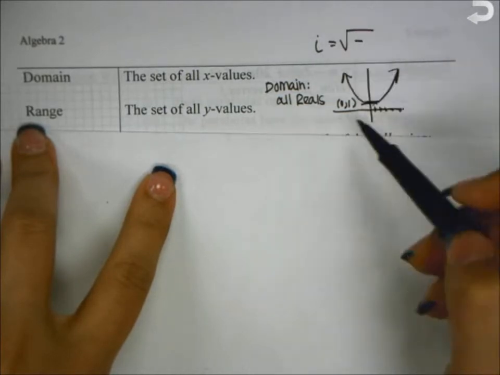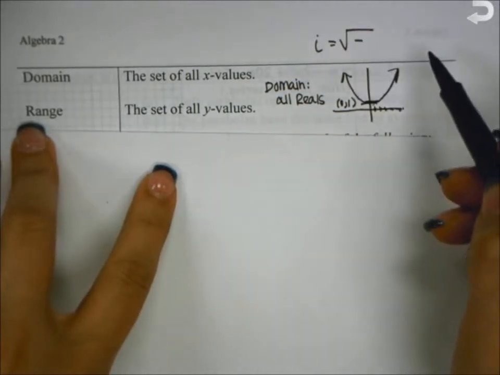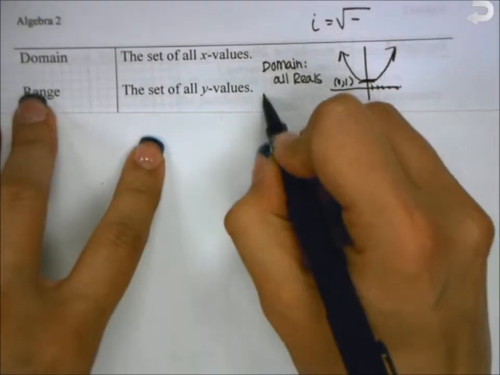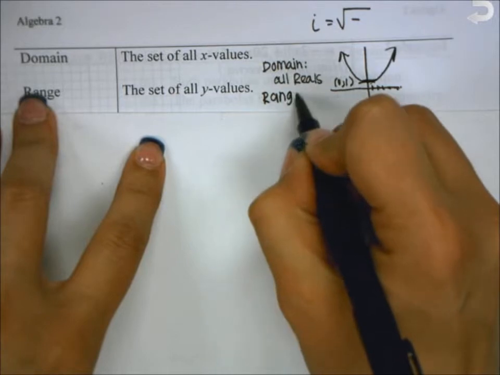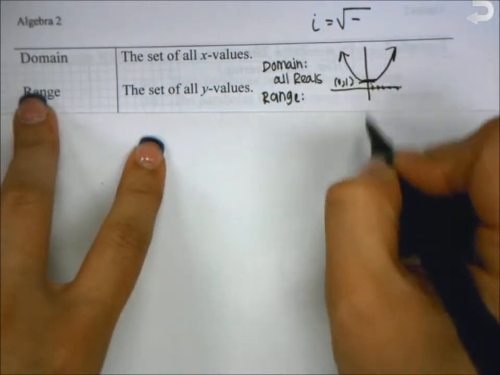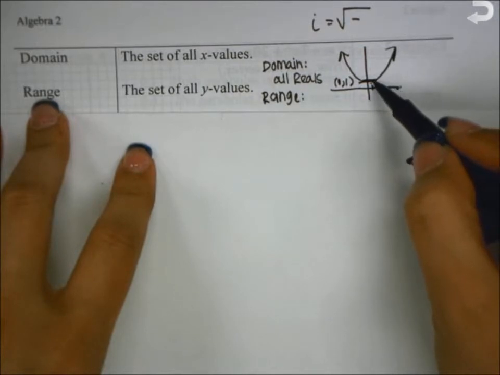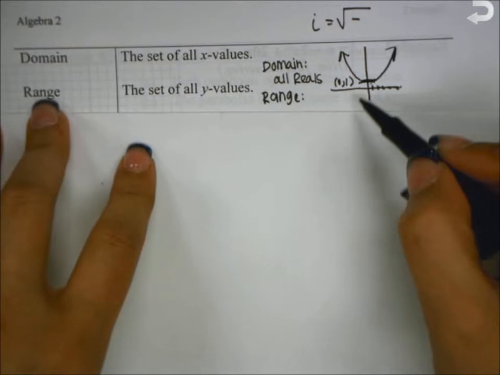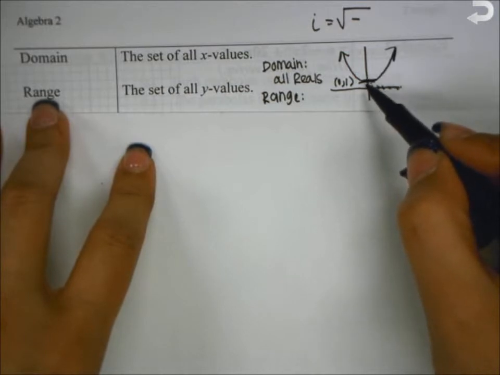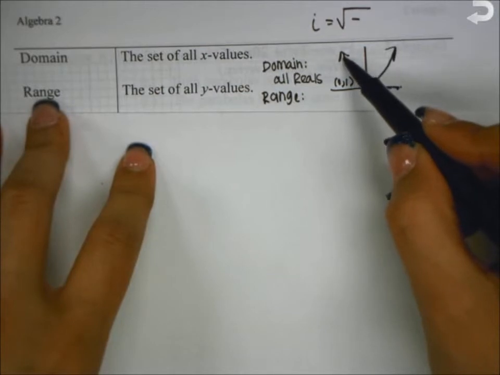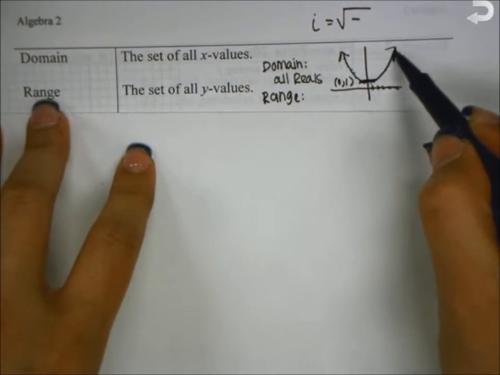But what about range? Now range means the y values. Can I get any value for y on this graph? Yes or no? No. Jamie, how come no? Well, we're not shifting the parabola. We're just looking at all of the different points on the parabola, which means since it goes on forever, I can get any x point, right? Because it's going on and on and on. But what about the y values?